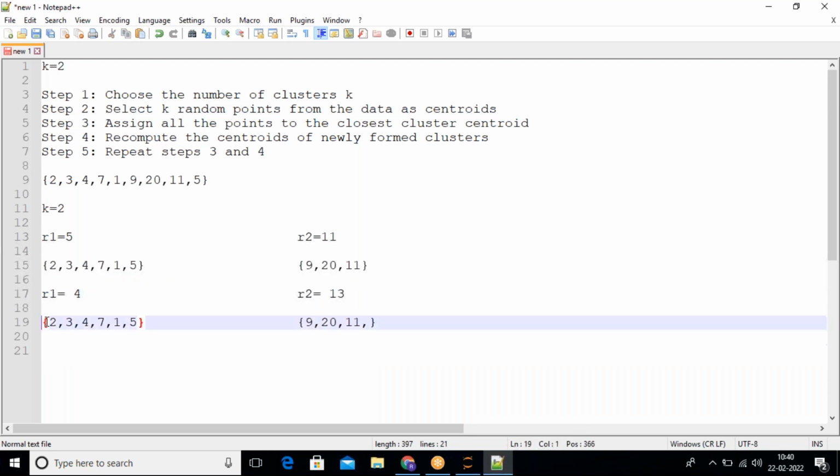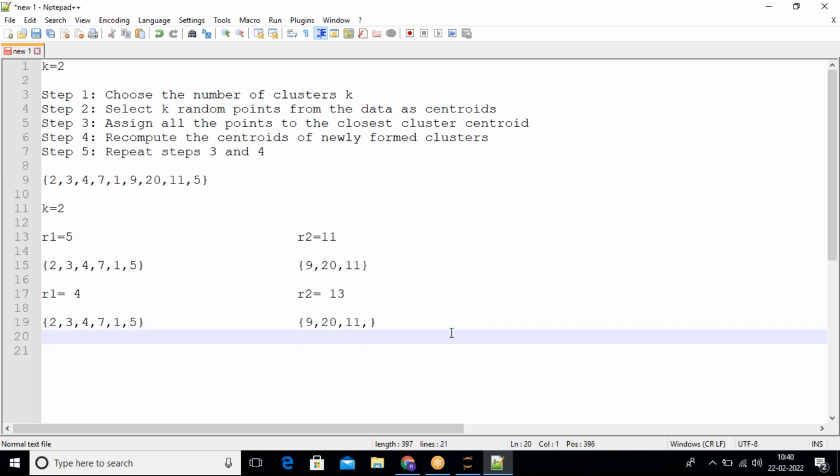The first cluster is 1, 2, 3, 4, 5, 7, and the next cluster is 9, 11, and 20. That's it. The clustering is done. Two clusters are formed.